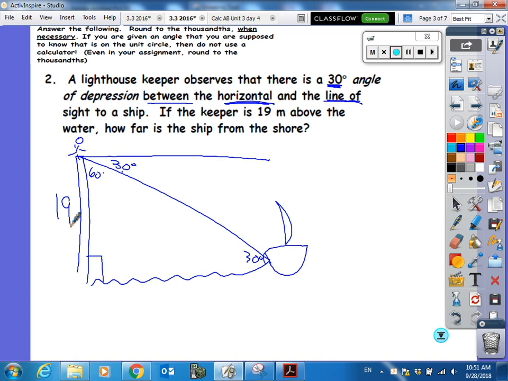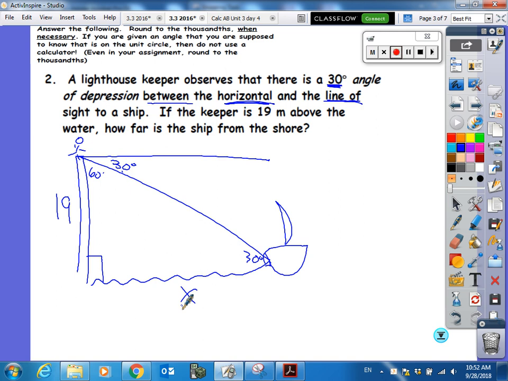How far is the ship from the shore? So ship to the shore, make that some letter, whatever letter you want. There's only one letter in this problem, so it doesn't matter what you make it. So we look at what we have. We have 60 and we have 30. We can use either one.